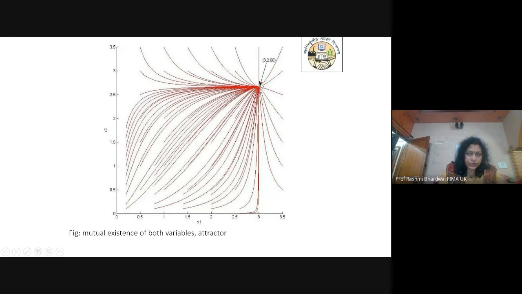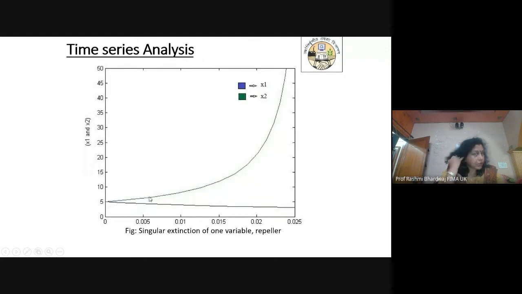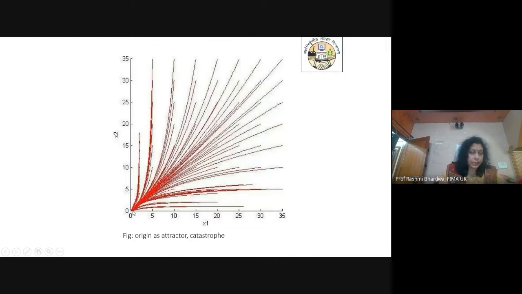Here you are saying this is the point and this is the attractor. All curves are moving towards this point. So this is the case of the attractor behavior. And this is the catastrophe or the attractor, which is showing that it is extinct. I have shown this in the first slide. So this is the point. All are showing that it is a catastrophe or extinct position.